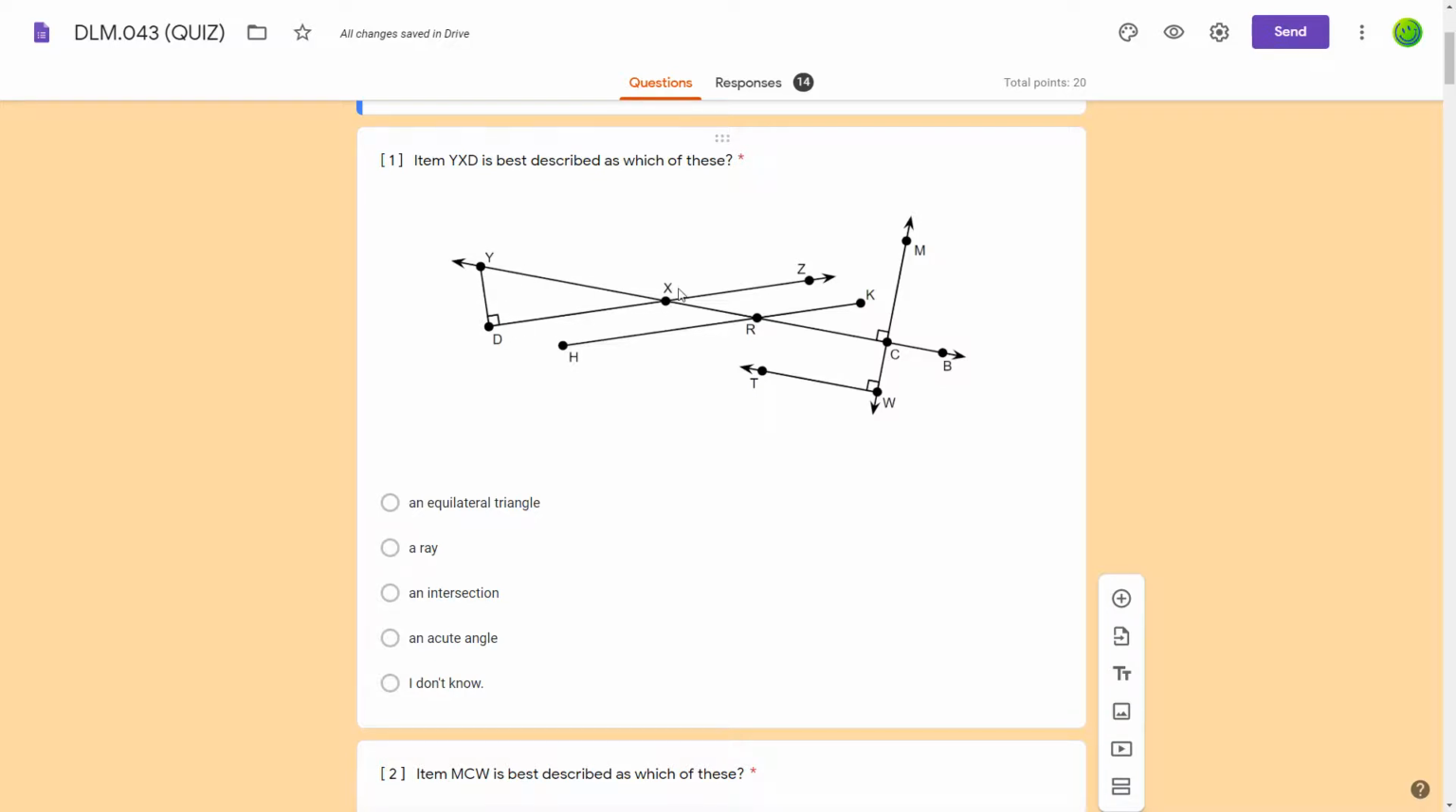Well, this YXD forms an angle. You can see it forms an angle. Well, that would be an acute angle. It's less than 90 degrees. So YXD is an acute angle.